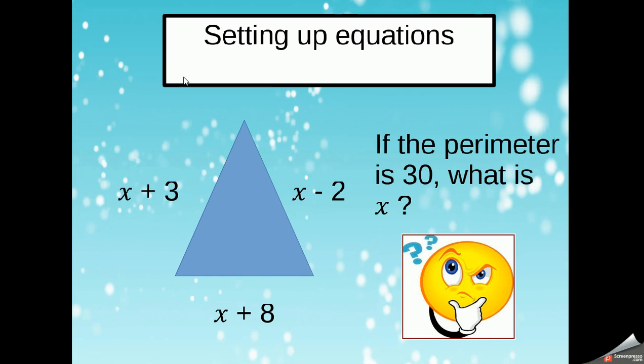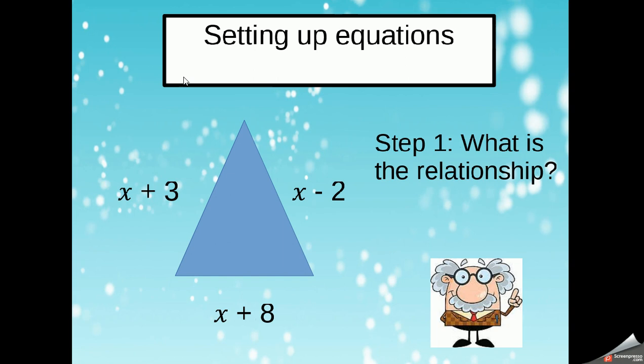So in this case, we've got a triangle, and it's telling us the perimeter is 30. The perimeter is the distance around the edge of it. And it's told us that one of the sides is x plus 3, another one is x minus 2, and the third side is x plus 8. So what do we go about doing?